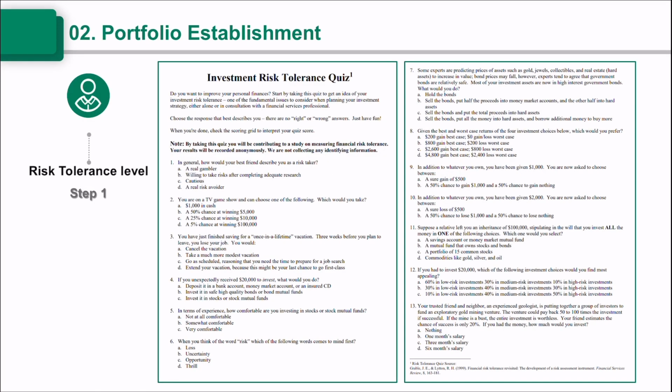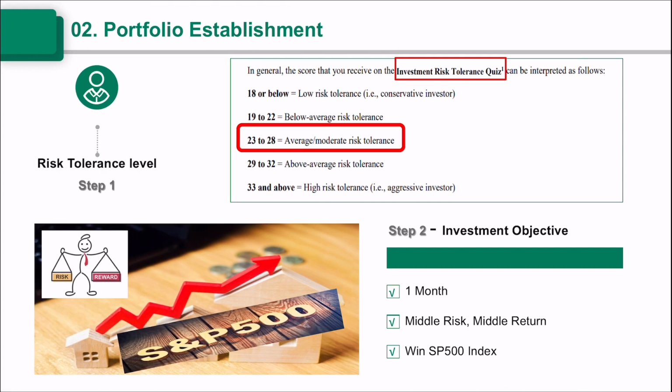Let's get into the details of the steps. This is the sample of the risk tolerance level quiz we used. Most of us are average or moderate risk tolerance investors, ranging between 23 to 28. Therefore, by following the rule of higher risk and higher return, we believe that as moderate risk investors, our accepted return should be a little bit above the average return of the S&P 500. So we have set our objective as winning the S&P 500 index within the 1 month trading period.